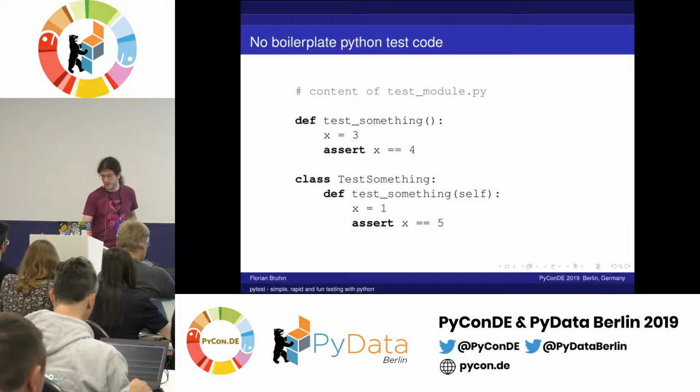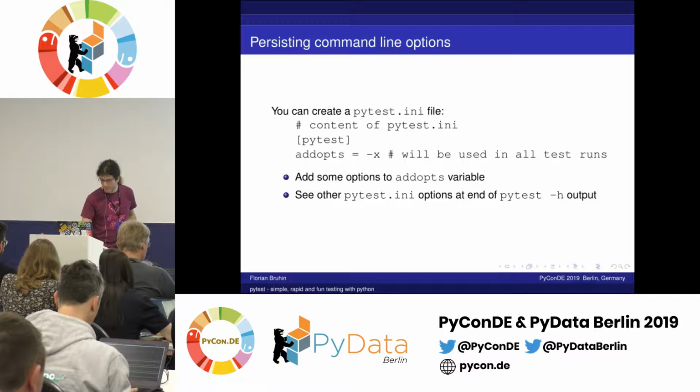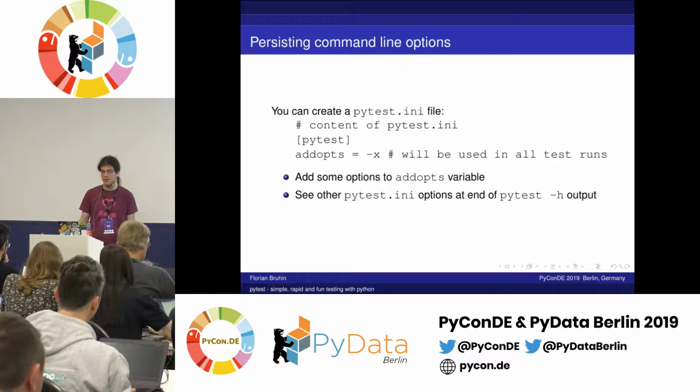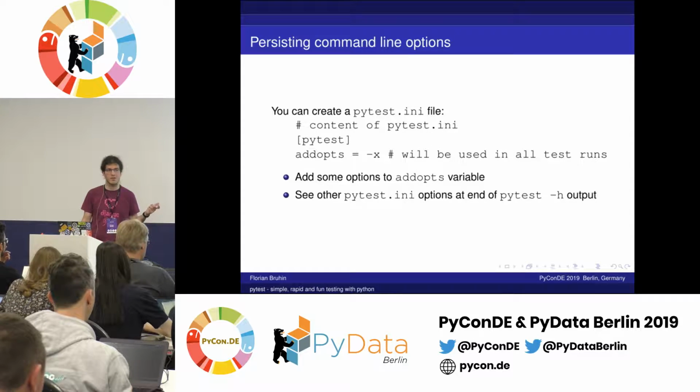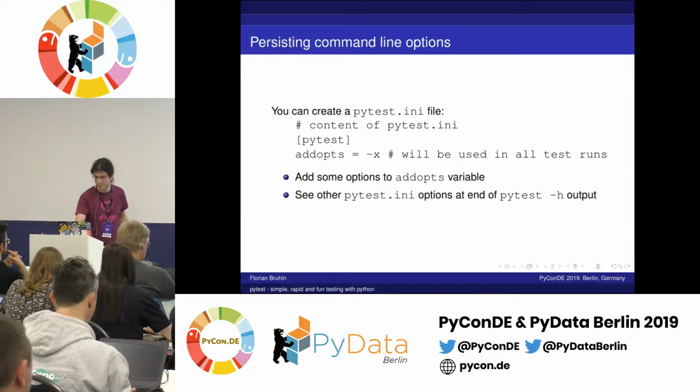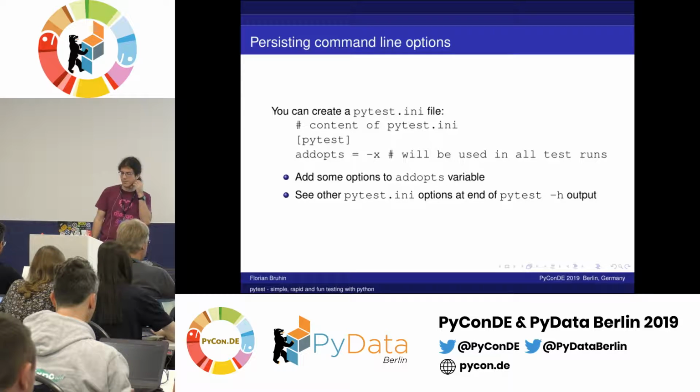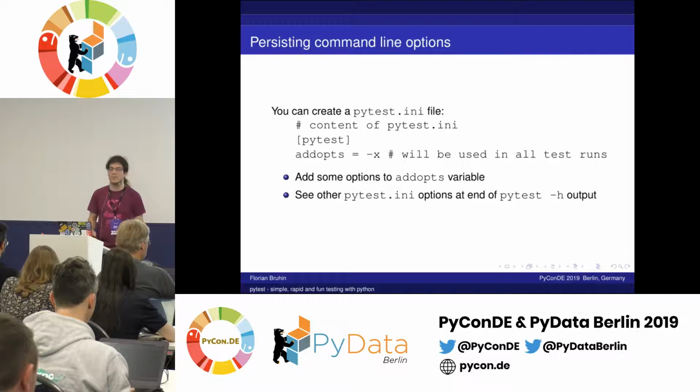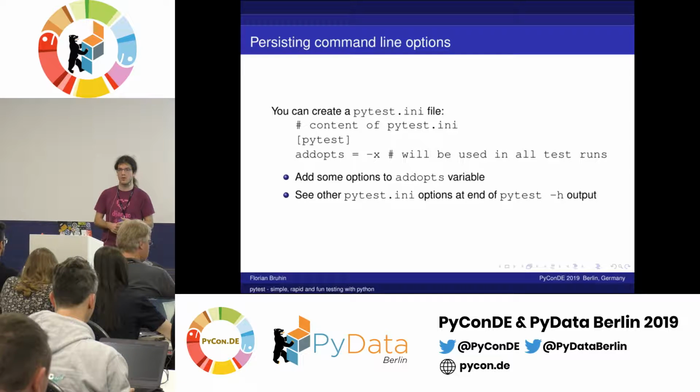If you have a basic test running, you could also try to create a pytest.ini file, so a config file, where you persist one of those command line options. For example, -x. So whenever you run pytest, it always stops at the first failure. The pytest.ini file should always be in the folder you run pytest in, so usually the root of your project.